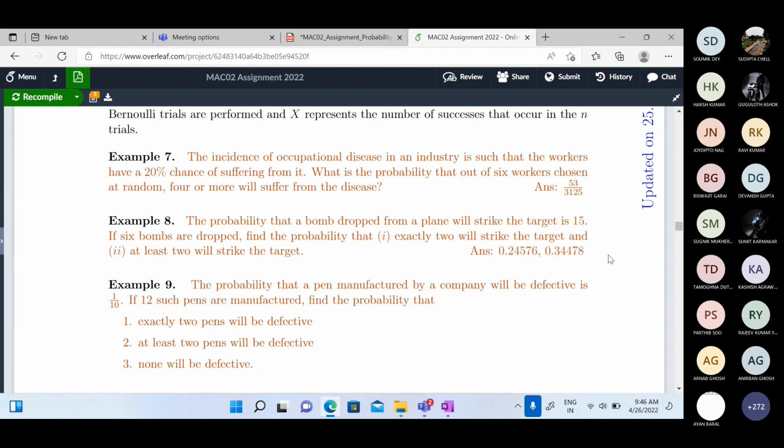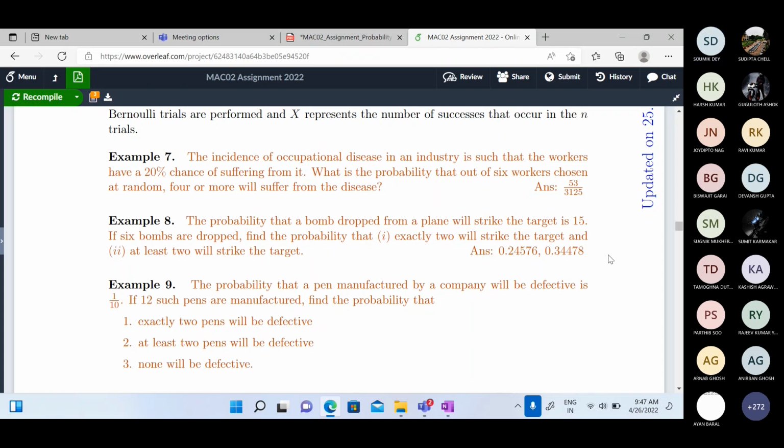So here the probability given is 20%. That means P equal to 1 by 5. Similarly, we can say 1 minus P equal to 4 by 5, or Q equal to 4 by 5. Let P of X greater than 3 denote the event. According to the question, what is the probability that out of 6 workers chosen at random, 4 or more will suffer from the disease? So we need to find the probability of a random variable X greater than 3. That means we need to find the probability of X equal to 4 plus probability of X equal to 5 plus probability of X equal to 6, according to the binomial distribution. You put these values, you will get the answer.